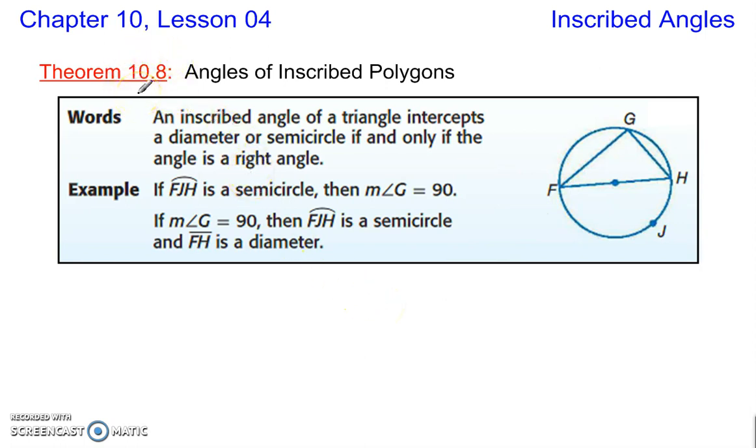Theorem 10.8, angles of inscribed polygons. An inscribed angle of a triangle intercepts a diameter of a circle if and only if the angle is a right angle. So this right here has to be a right angle. If we have the diameter as one of the sides of the triangle, no matter where point G lands, it's always a right triangle. Or they could say if FJH, which is the intercepted arc right here, is a semicircle, then the angle of measure G is 90 degrees.